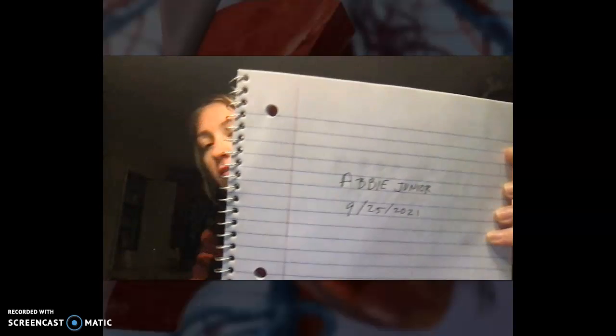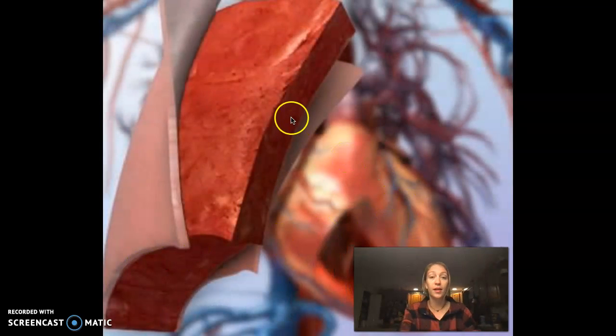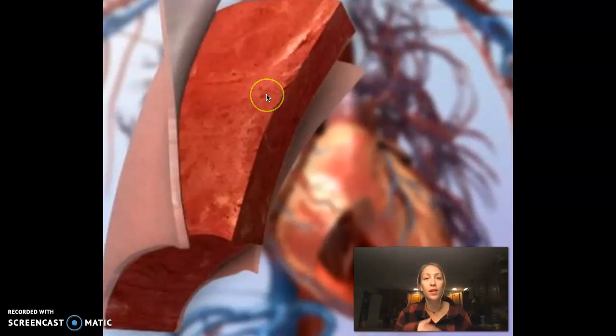It is September 25th, 2021, and today I'll be talking about the heart and the anatomy and physiology of it. So, starting off, I will talk about the layers. Pictured here, you have the three layers of the heart. The outermost layer is the epicardium, which separates the pericardium from the heart itself, and next we have the myocardium. It's this thick middle layer here.